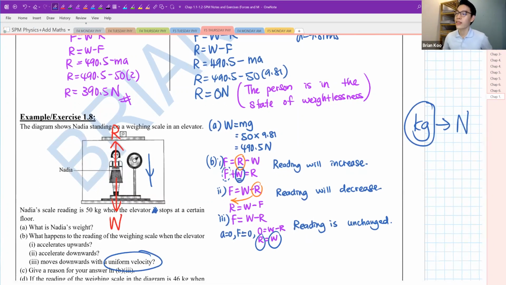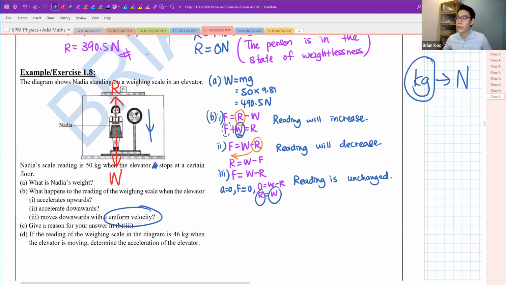Look at part 1: the reading is not only the weight, but the weight plus some F value. That's why the reading increases. Part 2, the reading is her weight minus a certain F value, so the reading decreases. Part 3, the reading is her weight. Just remember, when acceleration is 0, the resultant force has to be 0.